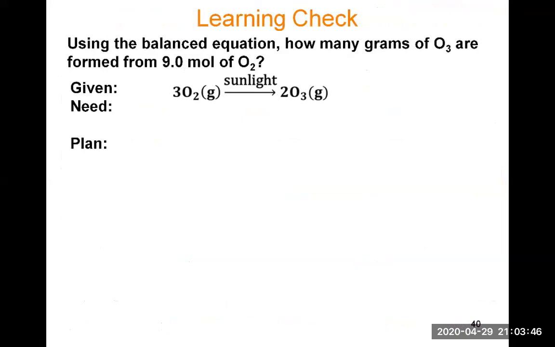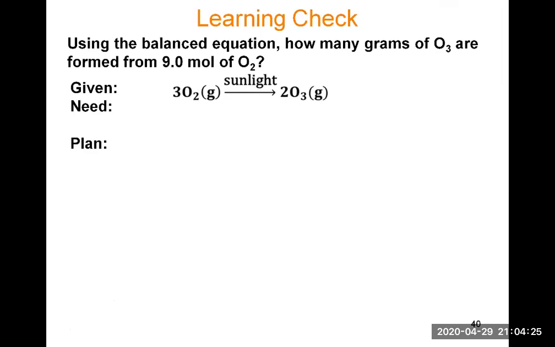Let's go through yet another example, one that uses ozone and oxygen. Using the balanced equation, how many grams of O3 are formed from 9 moles of O2? You're given the balanced equation that shows that 3 moles of O2 gaseous, using the sunlight, will become 2 moles of O3. O3 is ozone, and that's also a gas.